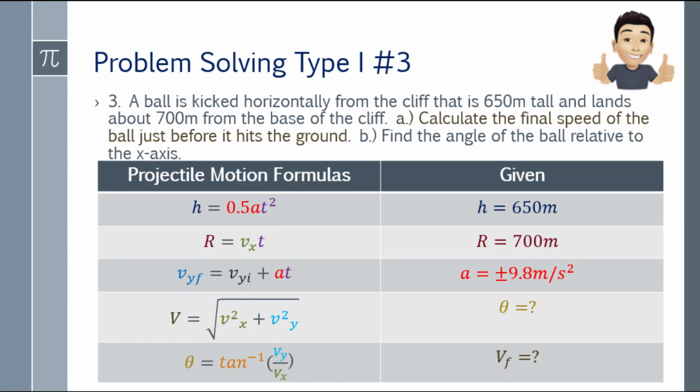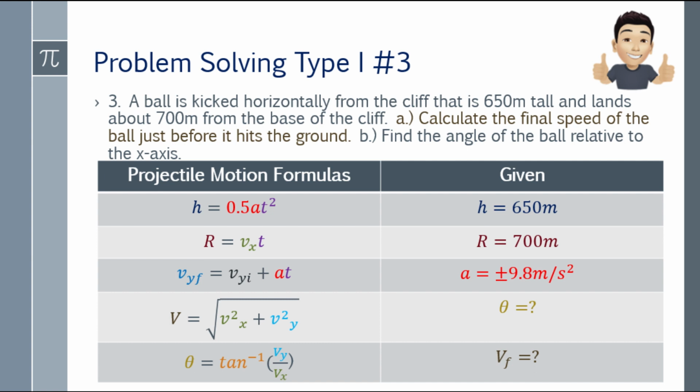So as usual, lagay natin yung given. We have the height is 650 meters. The range is 700 meters. Acceleration can be either plus minus 9.8 meters per second squared. And we're finding for theta or the angle and the final velocity bago ma-hit ng ball yung ground. So, para mahanap natin si final velocity for the y component, we need to have the time. Remember, the initial velocity of the vertical component is 0. Vy is 0, but we don't have the time to compute for it. Although we have the acceleration, kaso kulang tayo sa time.